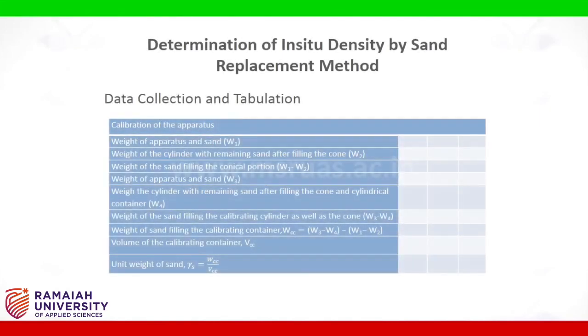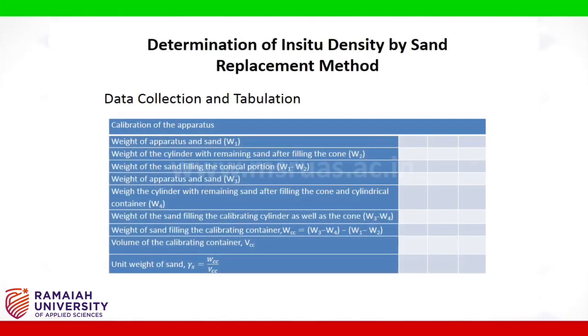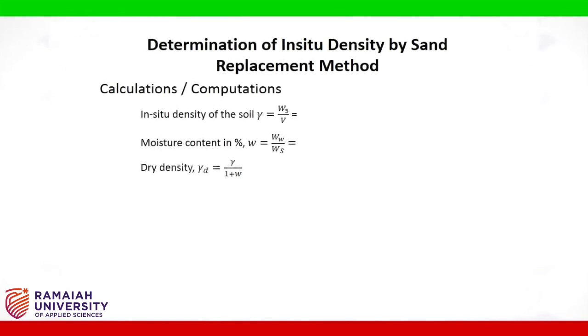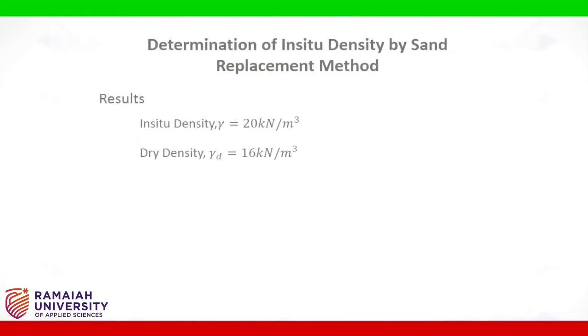The data collection and tabulation are shown in the tables. Calculations and computations: in situ density of the soil gamma equal to W5 by V, moisture content in percentage w equal to Ww by Ws, dry density gamma d equal to gamma by (1 plus w) are calculated. The results of in situ density gamma and dry density gamma d are presented.